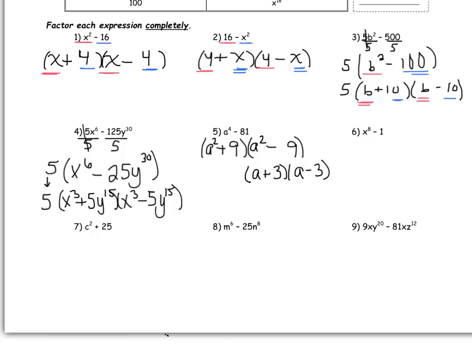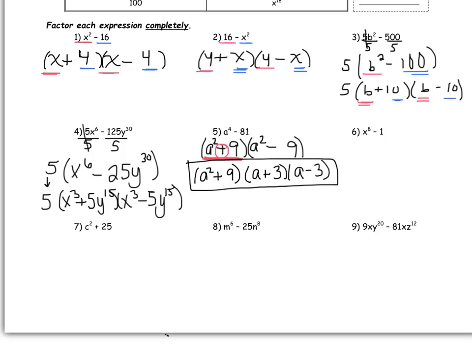My next important question is, can I factor a squared plus 9 using dots? The answer is no, no, no, no. This is not a difference, it is a sum. It's not a difference of 2 perfect squares, so you cannot factor it using dots. So this would be my final answer.